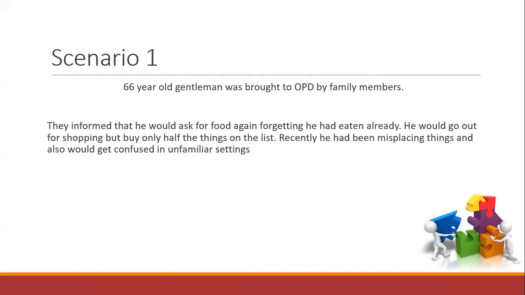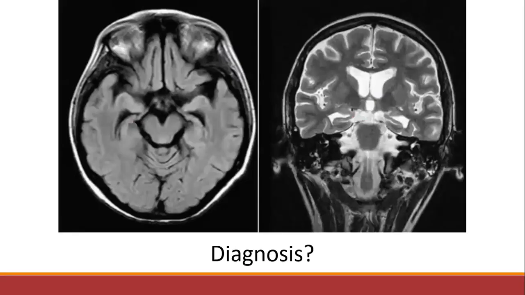Now coming to the clinical scenarios. Scenario one: a 66-year-old gentleman was brought to OPD by family members. They informed that he would ask for food again, forgetting that he had eaten already. He would go out for shopping, but would come back buying only one or two things on the list. And going ahead, he started to get confused in unfamiliar settings. So this was the patient's MRI. Can somebody tell me the diagnosis and the finding that you see in the MRI?